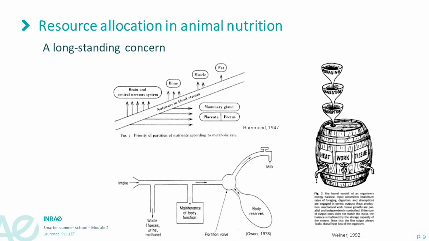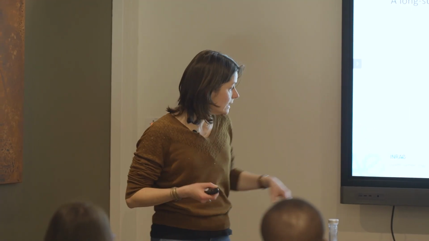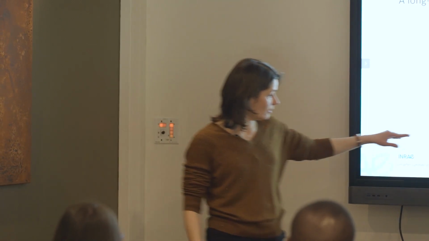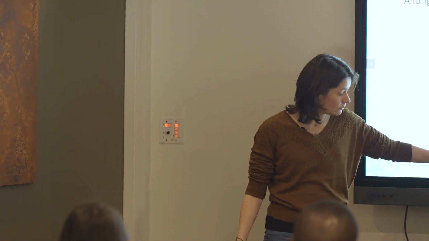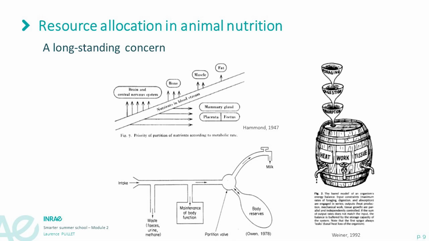Another scheme here, Owen, 1978. So the same, you have intake, waste, so back on the digestive efficiency I was talking before. So the leftover is fueling the maintenance of body function, and the leftover with this partition valve is going into milk or body reserves. So you already have this vision of how nutrients are channeled to the different functions.